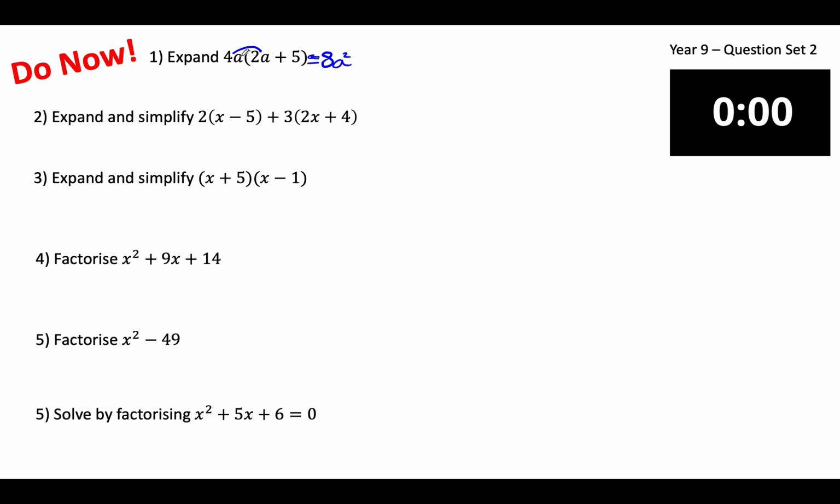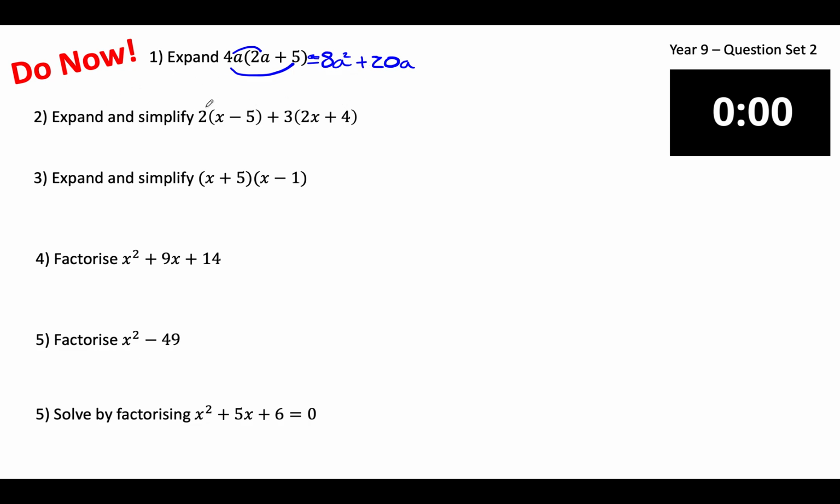How many people remembered that it would be squared? And then 4a times the 5. You're multiplying everything in the bracket by the thing at the front. Now 4 times 5 is 20. And of course there's an a. So it's like 5 lots of 4a. Well, that's going to be 20a, isn't it? So 8a squared plus 20a.